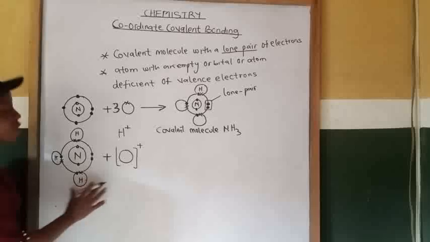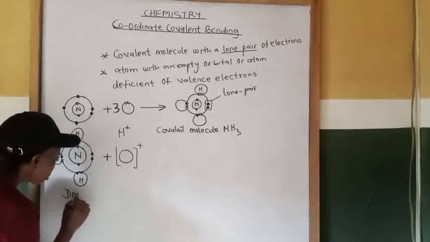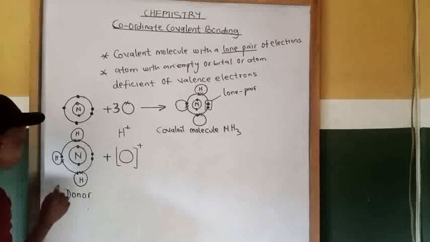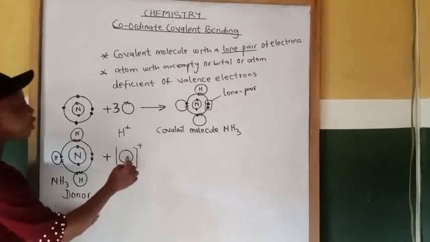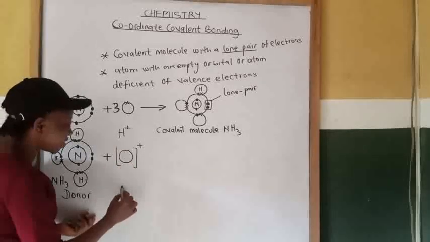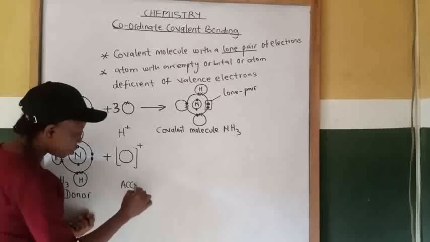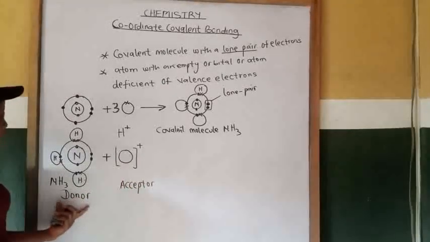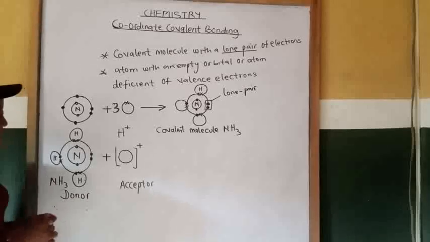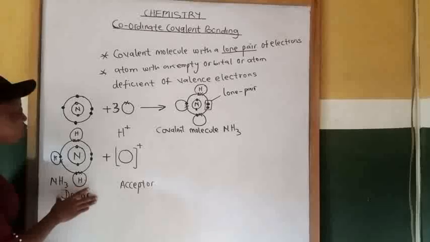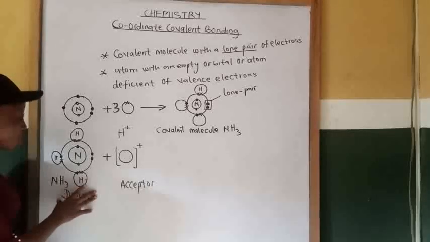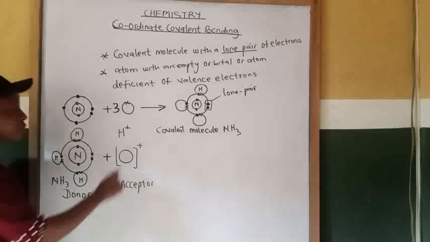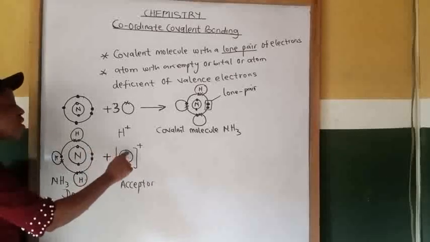Then our ammonia molecule will now be an electron donor. So ammonia will be an electron donor, while the hydrogen ion will be an electron acceptor. Hydrogen will be an electron acceptor, while the ammonia molecule will be an electron donor. So the donor, that is the ammonia molecule, will now share a lone pair of electrons with the hydrogen ion with an empty orbital.